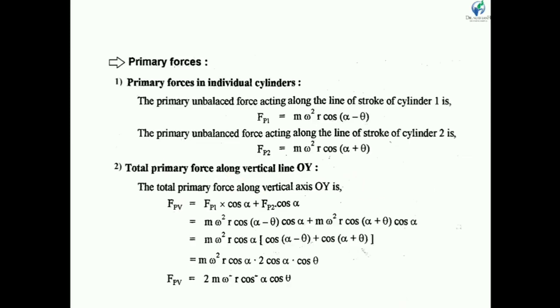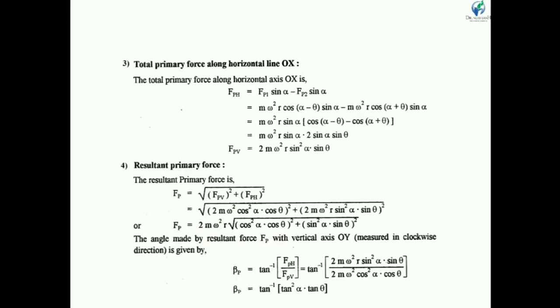So here we write Fp1 sin alpha minus Fp2 sin alpha. So put the value m omega square r cos(alpha minus theta) into sin alpha minus m omega square r cos(alpha plus theta) into sin alpha. So take common: m omega square r into sin alpha is common. So we obtain cos(alpha minus theta) minus cos(alpha plus theta) in bracket.